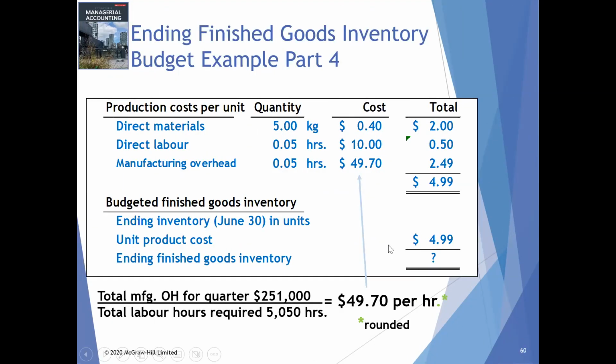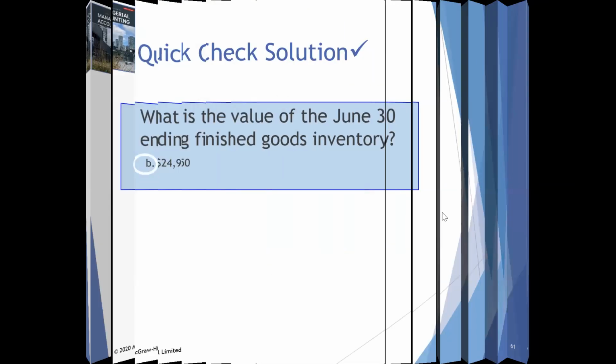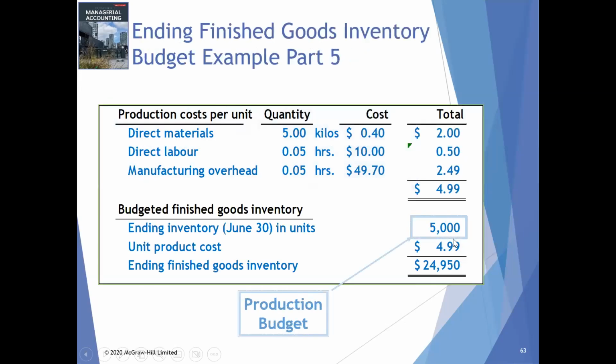Right. So here, ending inventory means the finished goods we are talking about, finished goods at the end of the period. On June 30th, we had 5,000 units. So 5,000 units multiplied by 4.99 per unit, the 24,950 is the right answer for this. Ending finished goods inventory expenditure means the cost.